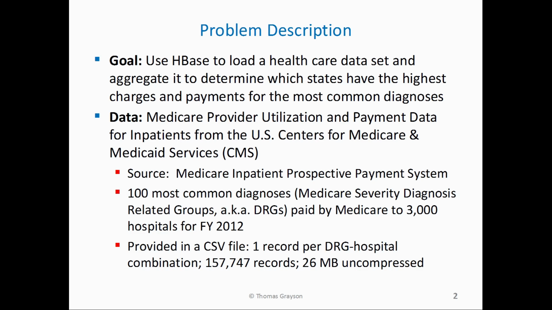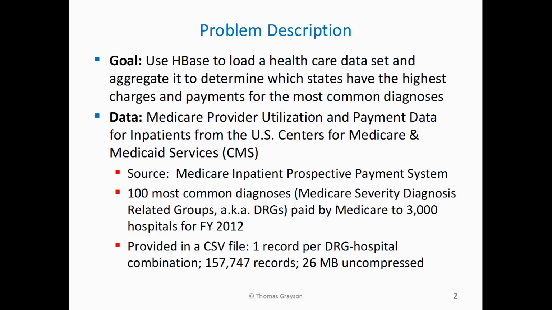The data comes from the U.S. Centers for Medicare and Medicaid Services, otherwise known as CMS. They have Medicare provider utilization and payment data for inpatients. The data comes from their Medicare inpatient prospective payment system. Medicare made payments to 3,000 hospitals for the 100 most common diagnoses, otherwise known as the Medicare Severity Diagnosis Related Groups, or DRGs. This data is for fiscal year 2012.